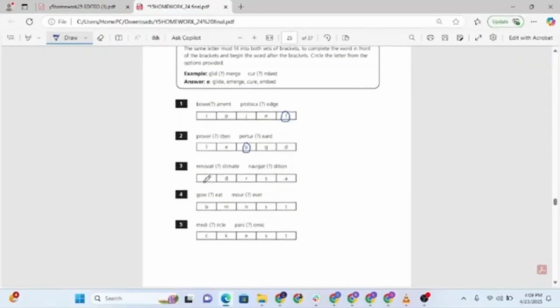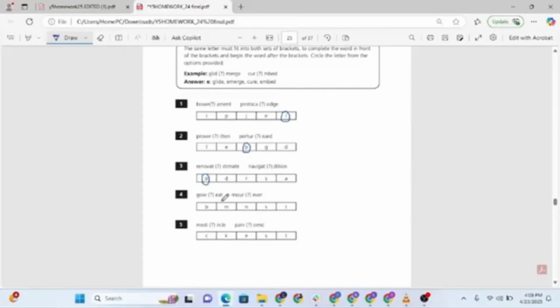Question 3. The correct answer is the letter E. This is because the word renovat with the letter E becomes the word renovate. The letter E with stimate becomes the word estimate. The word navigat with the letter E becomes the word navigate. The letter E with dition becomes the word edition. Therefore, the correct answer is the letter E.